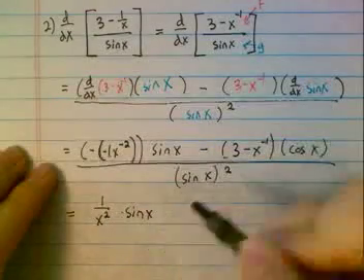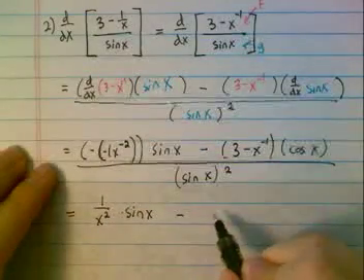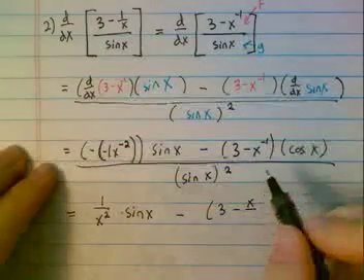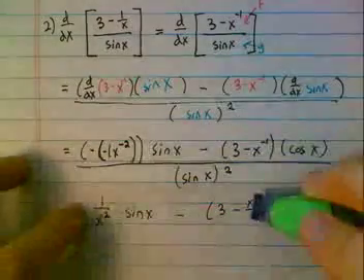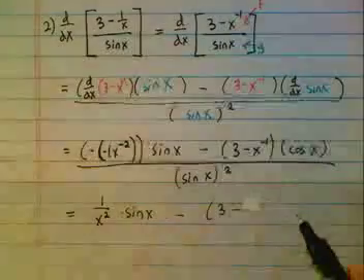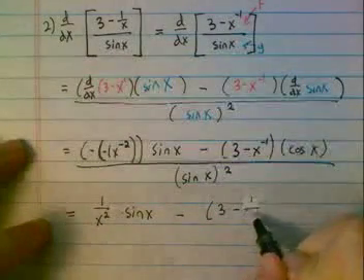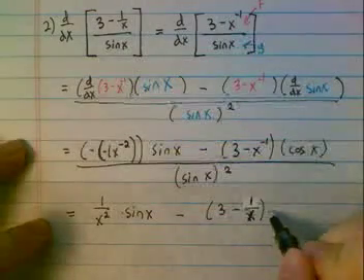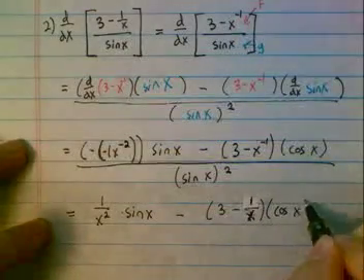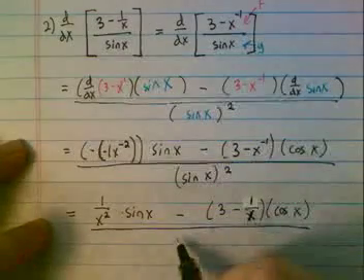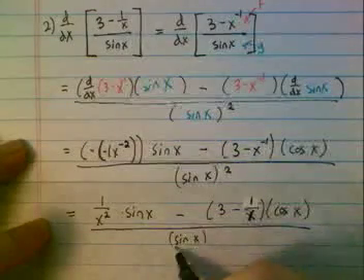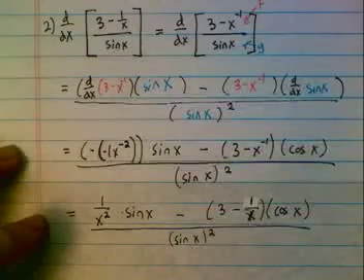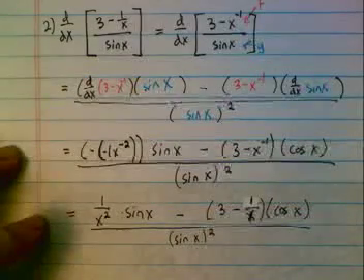Sine x minus, and then this is 3 minus, x to the negative 1 is just 1 over x, times cosine of x, over the sine of x squared. For our purposes, that's probably about as simple as we want to get it.